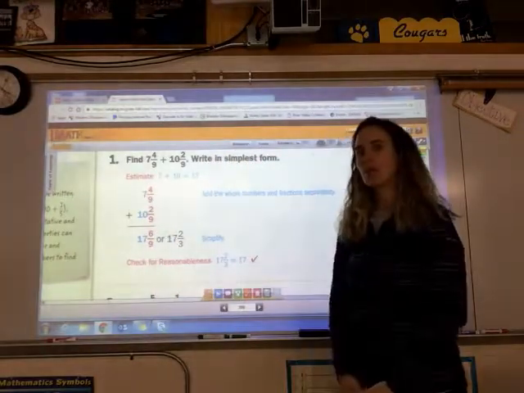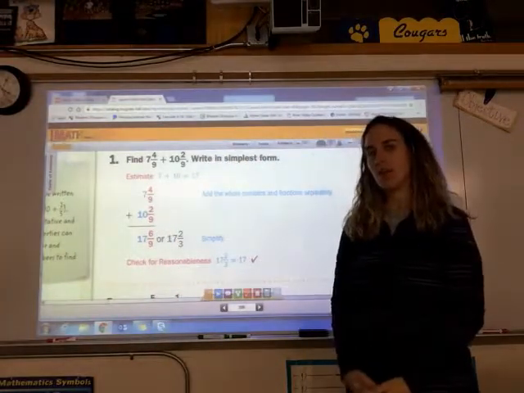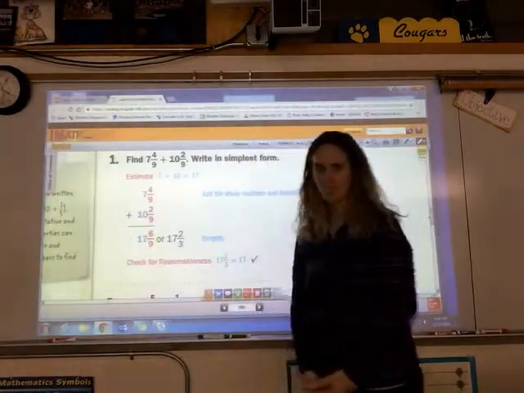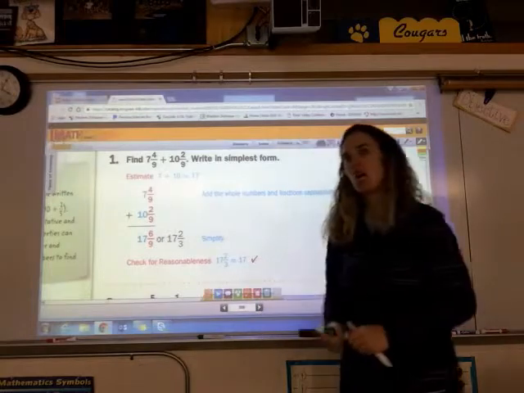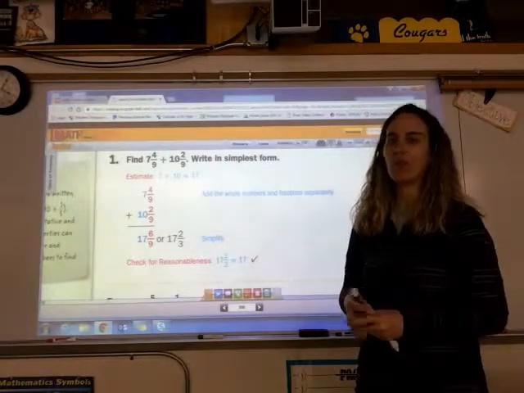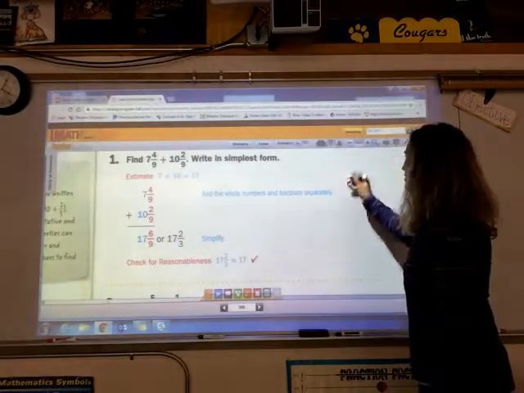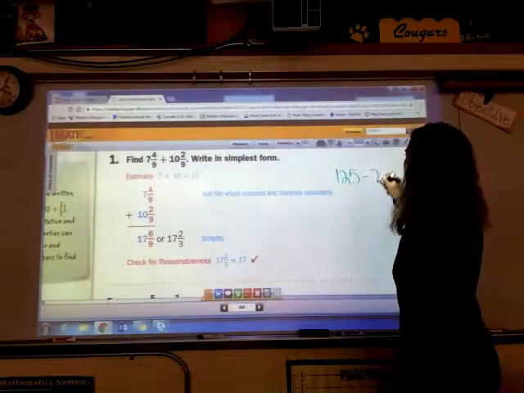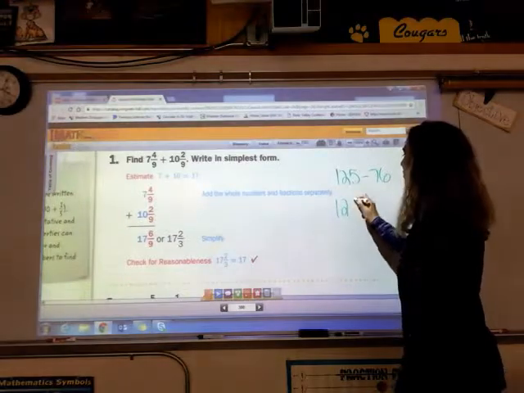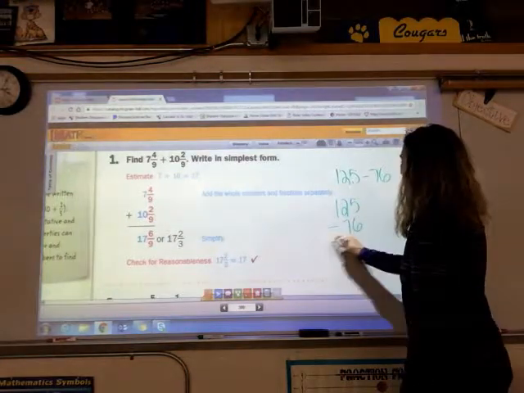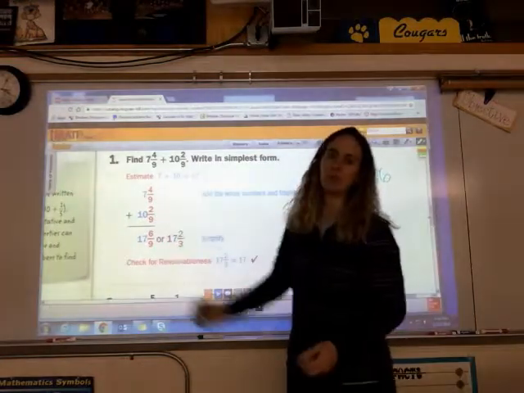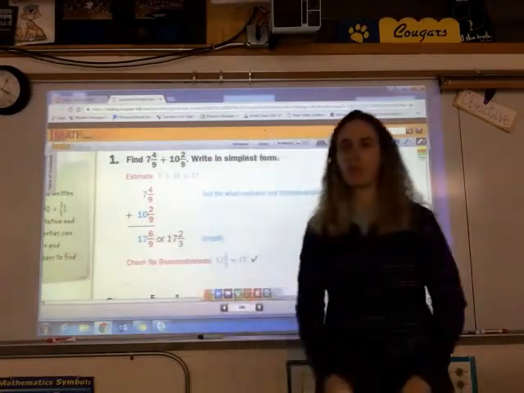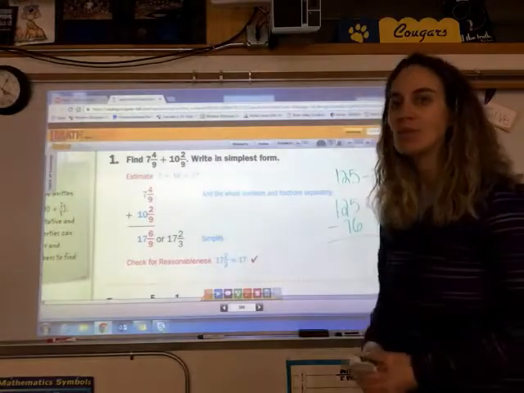Most of the time when you're adding and subtracting mixed numbers, it's easiest to write them in vertical form, just like when you're working on adding or subtracting 2, 3, 4, 5-digit numbers. Let's say I'm going to subtract 125 minus 76, it's easier for us to write it in vertical form. So you're going to notice that with mixed numbers, most of the time they're written in vertical form because it makes it easier, especially if we have to rename.